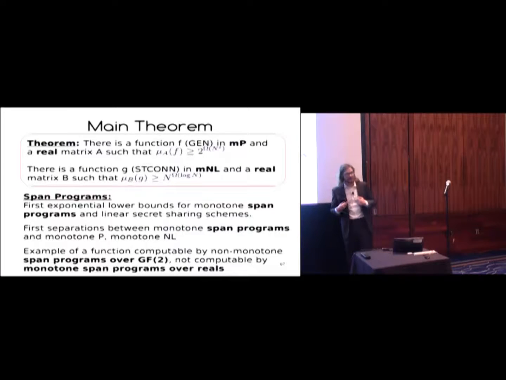And we also get good lower bounds for span programs, like really strong exponential lower bounds for span programs within monotone P and quasi-polynomial for monotone L. In particular, this gives the first exponential lower bounds for monotone span programs, and therefore the first exponential lower bounds for secret sharing schemes. It's sort of a long-standing open problem in that world. And also, along the way, we can separate non-monotone span programs from monotone span programs, as long as you blur your eyes and don't look at what the field is.